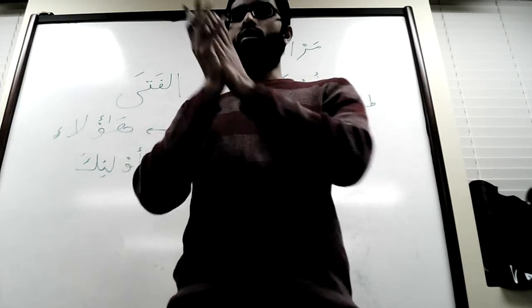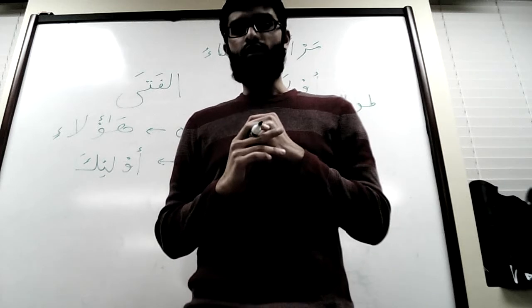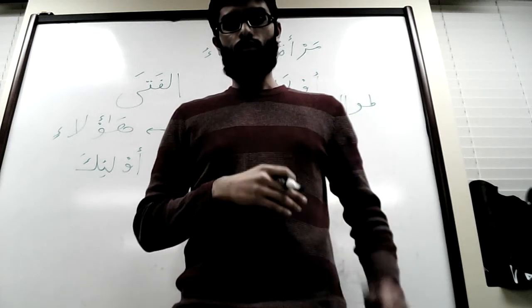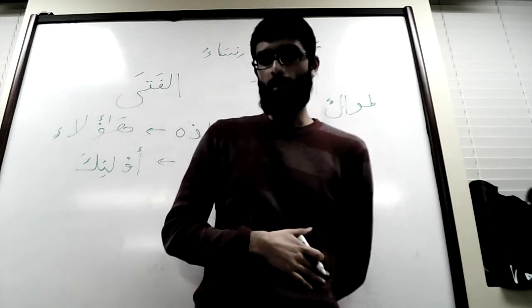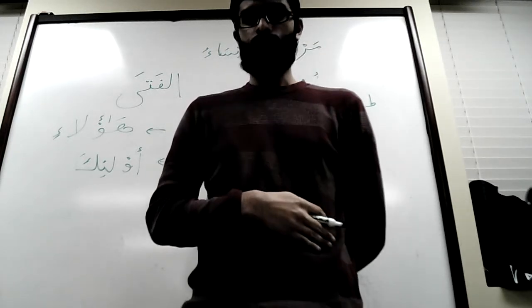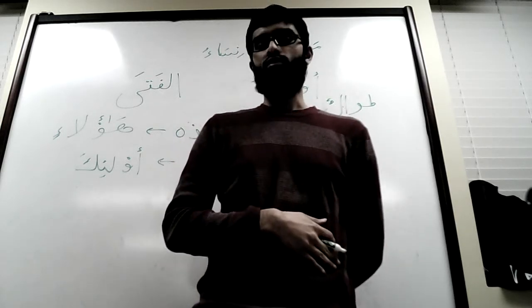Number 8, Brother Ala. تلك الفتيات فتاة. الفتاة الصغيرة أخت حامدة. Okay, what does that mean? That young small girl is the sister of Hamid. It's the sister of Hamid. Okay, so how do you make it plural?